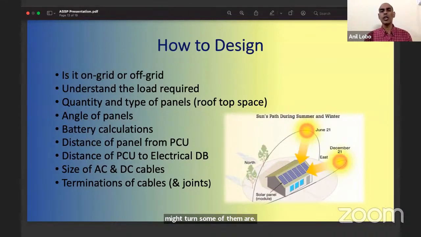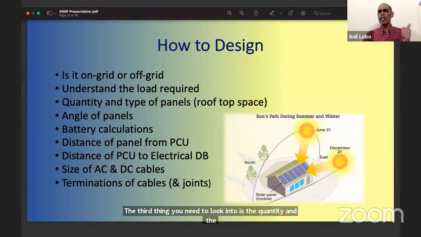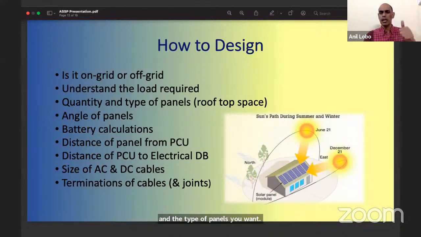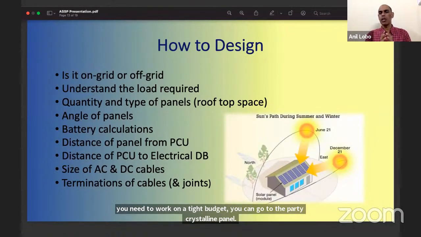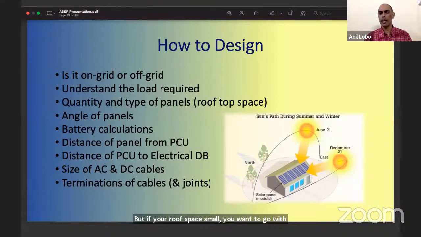The third thing you need to look into is the quantity and the type of panels you want. You remember at the very beginning I talked about monocrystalline and polycrystalline. Monocrystalline is more expensive, but it suits a smaller roof space. If you have a large enough roof space and you need to work on a tighter budget, you can go with a polycrystalline panel. But if your roof space is small, you want to go with a monocrystalline panel.